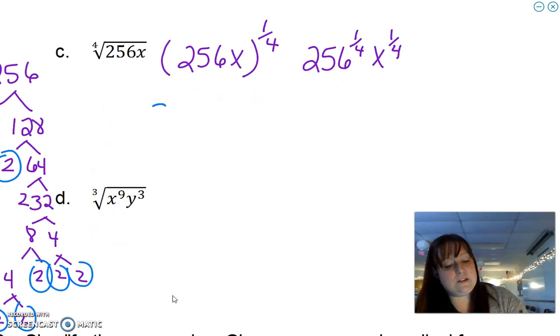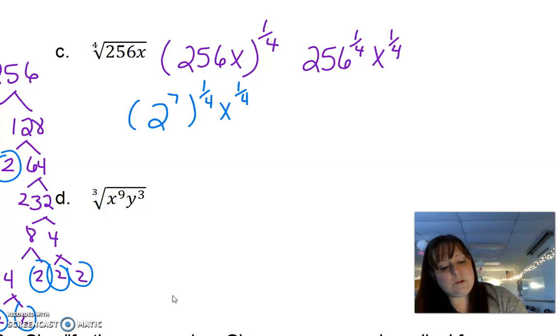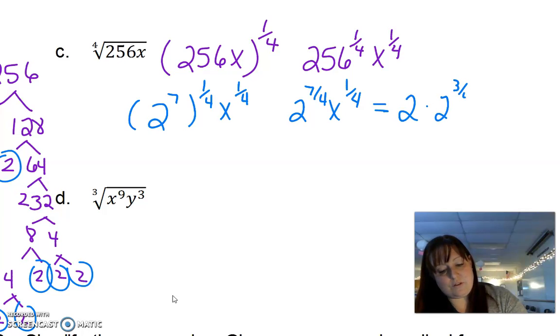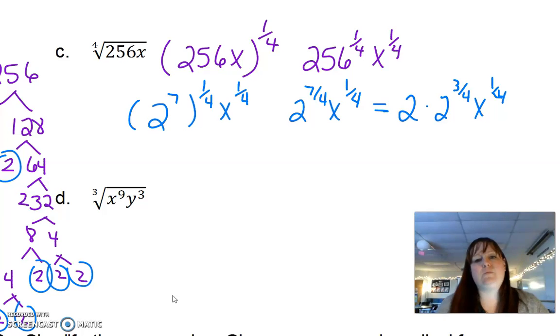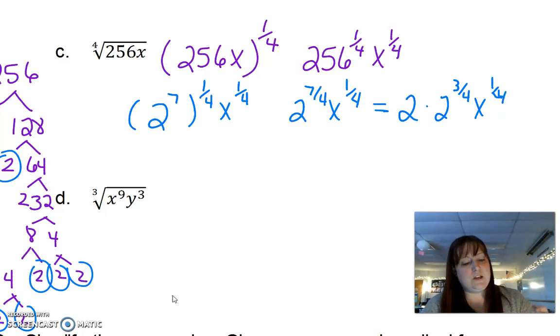So we could write this as 2 to the 7th to the 1/4, x to the 1/4. So we could rewrite that as 2 to the 7/4, x to the 1/4. And if we really wanted to, we could write that as 2 times 2 to the 3/4, x to the 1/4. It just depends on what the final product needs to look like, what you're using this for, but that's basically how you can do that. Okay, let's go on to the next one.